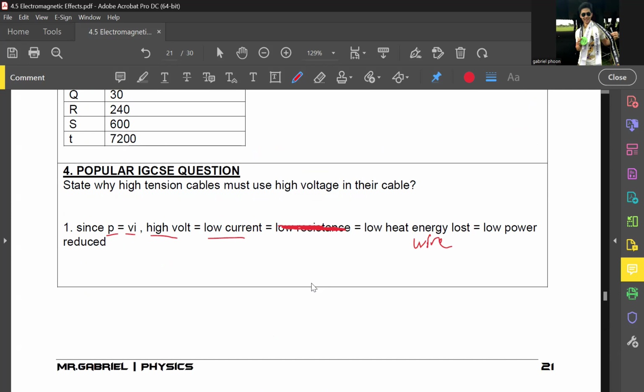For the last part, when it says low power reduce, it just means you don't lose that much. Because you lose less energy, and energy is responsible for power, because power equals energy over time.